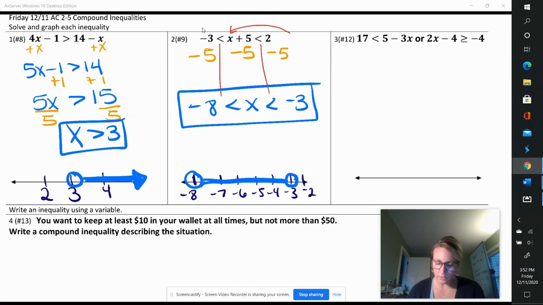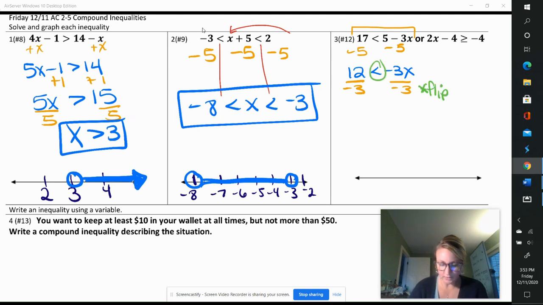Number 3 is an or inequality, and so we're going to solve the two inequalities separately and then graph them on the same number line. The left inequality, we only have a number on the left, so let's keep the numbers on the left until we're ready to solve. So we want to subtract 5 to move that 5 over to the left. We want to isolate x, so we want to divide both sides by -3. We divided by a negative, so we want to flip the inequality symbol of just that left inequality.